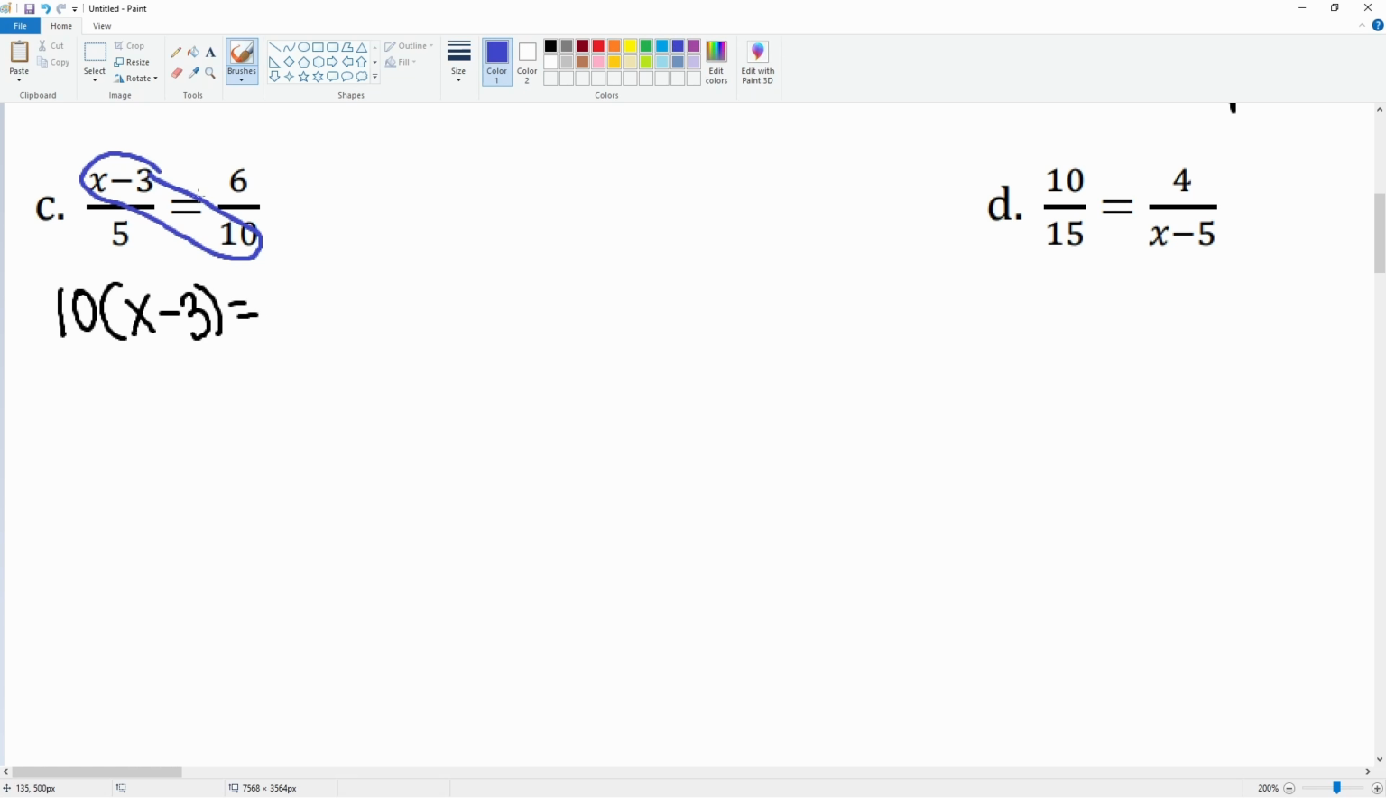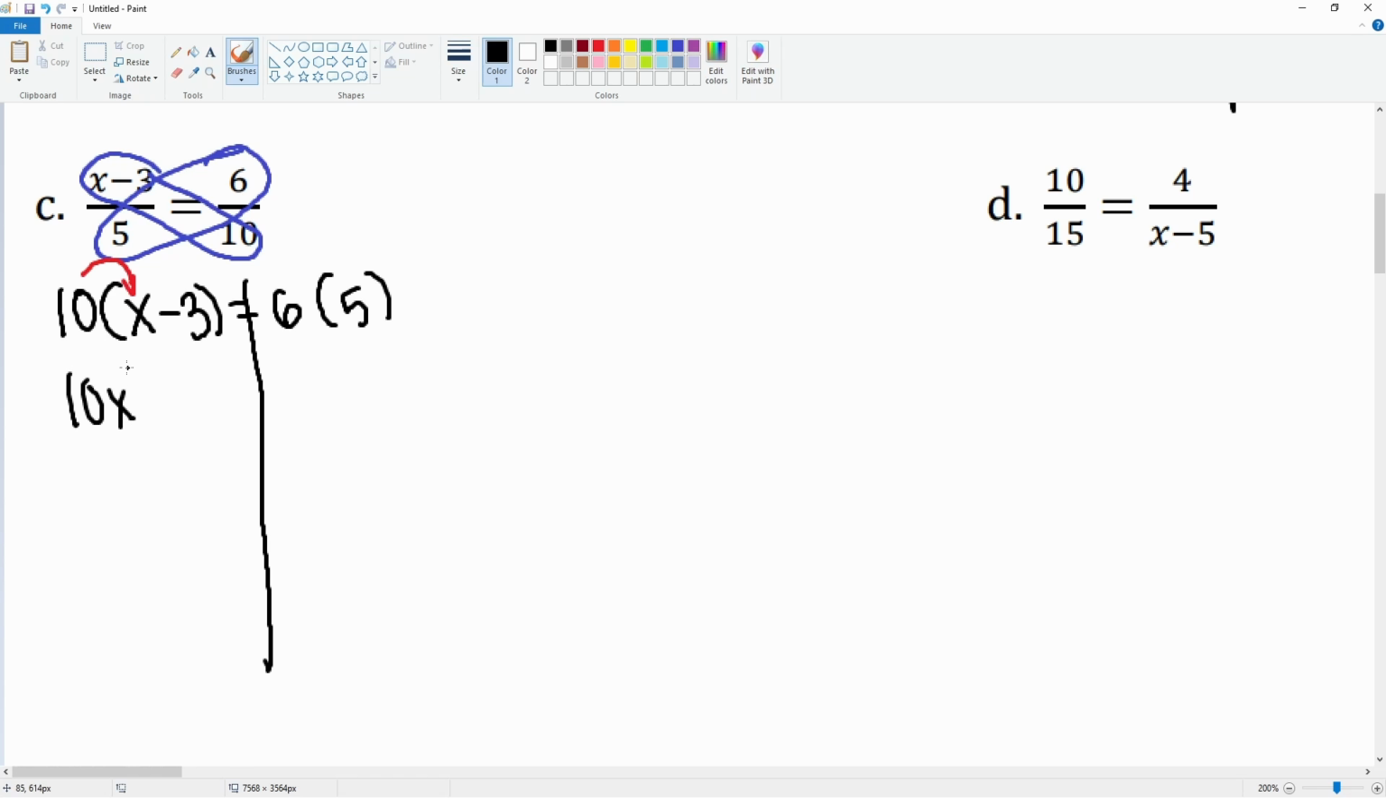Here's the second wing, 6 times 5. So we write 6 parentheses 5. Bring down the line. Now we can distribute the 5 times the x. 10 times x is 10x. Then we have the 10 times negative 3, that will get you a negative 30. Bring down the equal sign. What is 6 times 5? That is a 30.